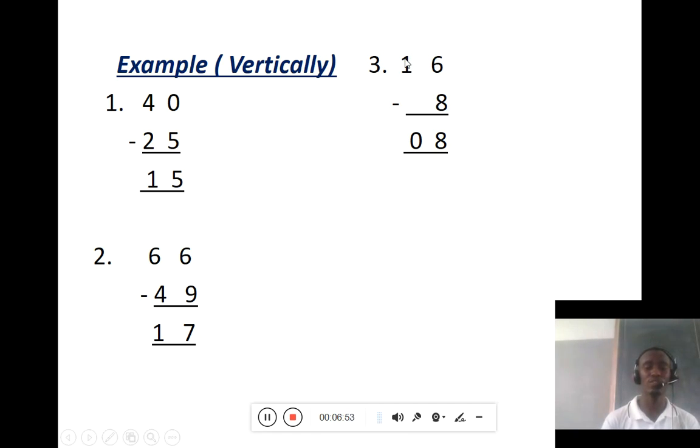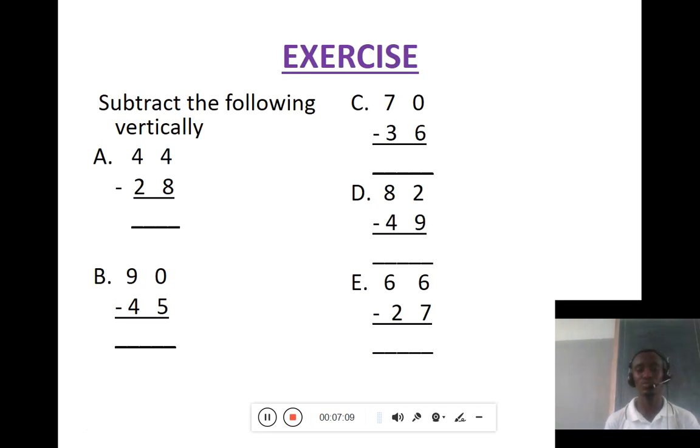Now you come to the side of tens. There is 0 here, and here there is nothing. It means it's 0 minus nothing, or minus 0. The answer will still be 0. So the answer is 08, or 8. Okay, good.